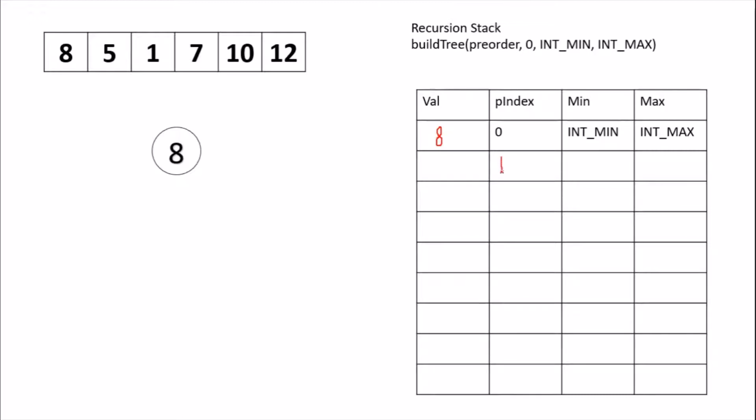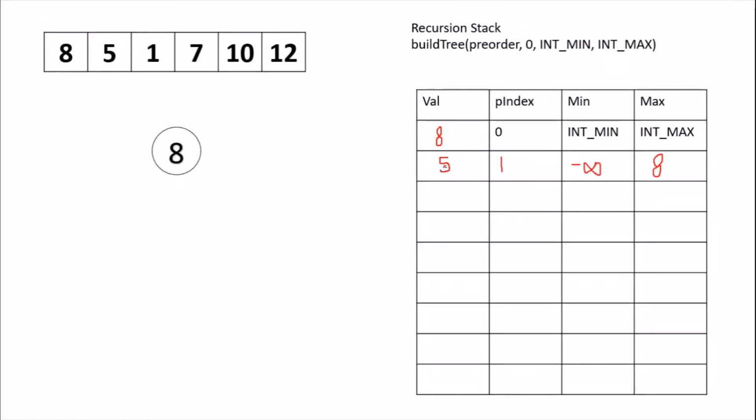Now p index is incremented to 1 and int min is -infinity. Now max will be 8, since all the elements in the left subtree should be less than 8. So the max value it can have is less than 8, that is 7, up to 7. So what is the value at index 1? It is 5.